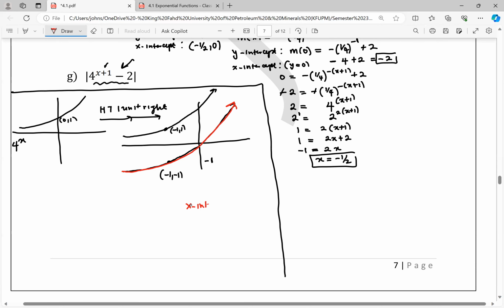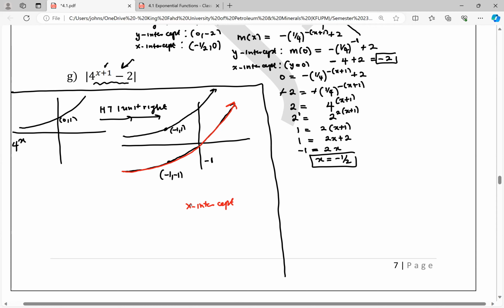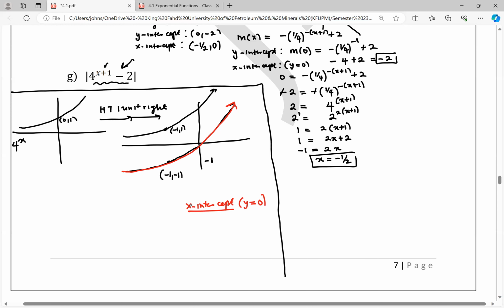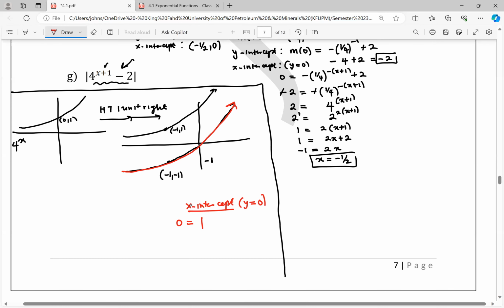How do you find the x-intercept? Or you can find both x and y-intercept. It's fine, so let's find the x-intercept. For the x-intercept, you put y is equals to what? y is equals to 0. If you put y is equals to 0, you will have 0 is equals to absolute value of 4 to the power x plus 1 minus 2, right?